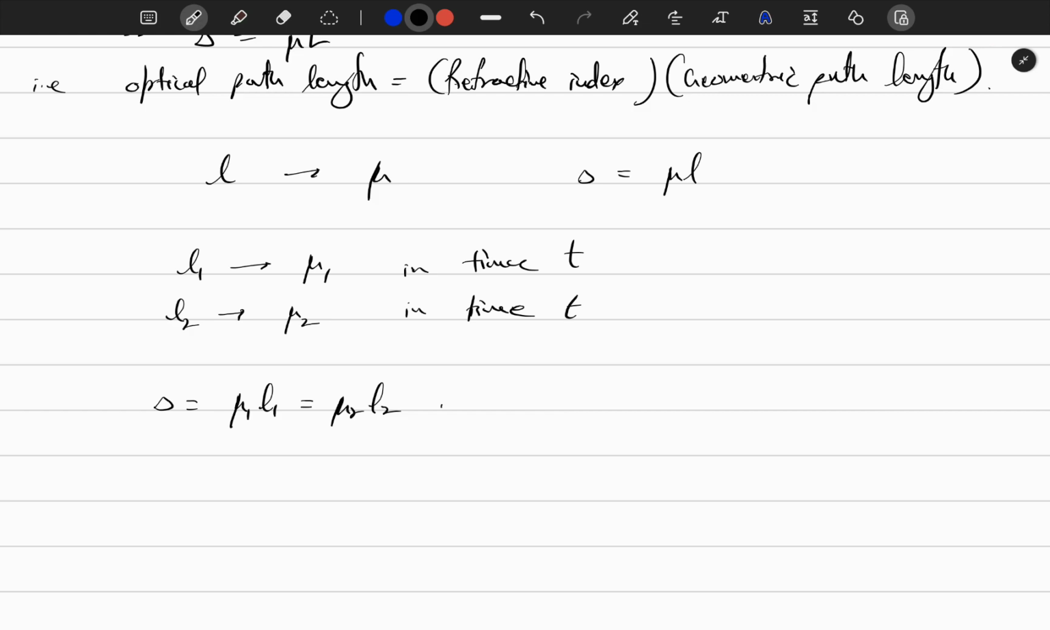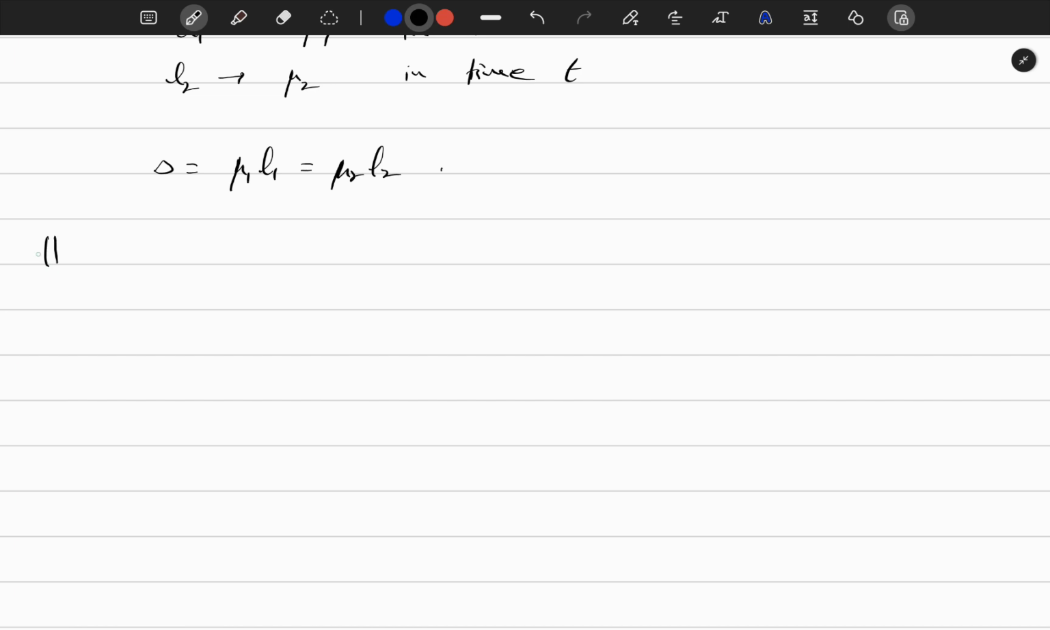Now let us consider another property of light called dispersion.